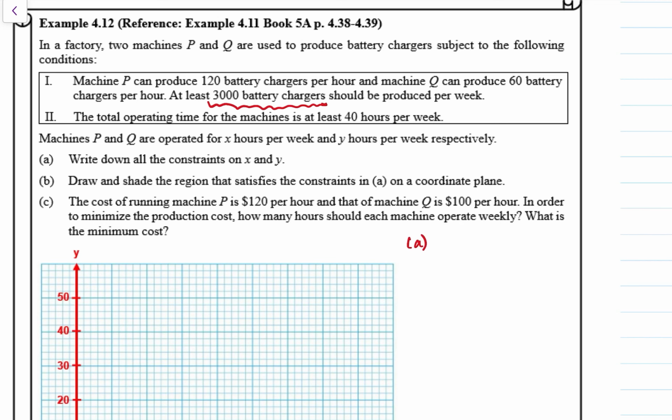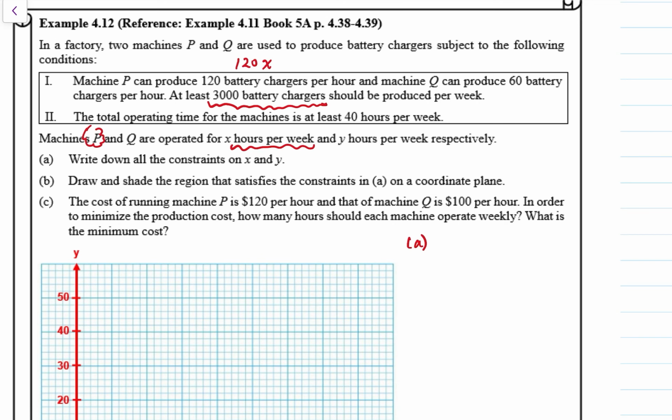Example 4.12. Two machines P and Q are used to produce battery charges. Machine P can produce 120 battery charges per hour, and for machine P, it operates for X hours per week. So 120 times X would be the number of battery charges produced by machine P in 1 week.